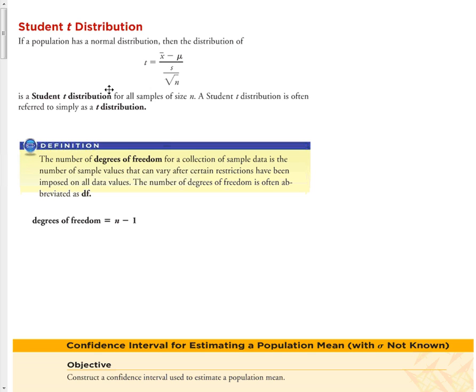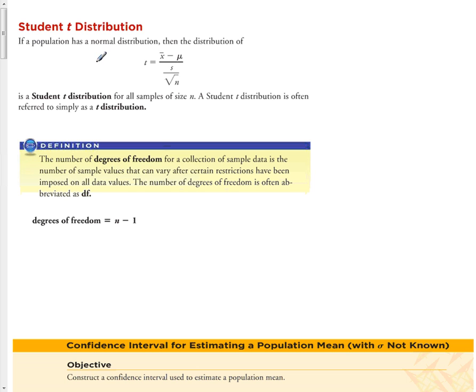Now we're going to talk about how to estimate a population mean when we don't know the value of the population standard deviation. So here we're going to calculate the population mean when sigma is not known. So here sigma is not known, okay? So let's first start by talking about the student t distribution.